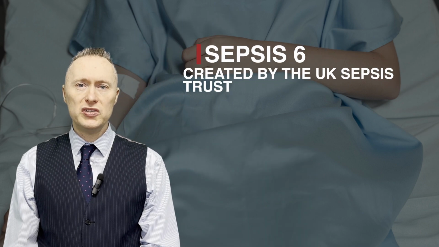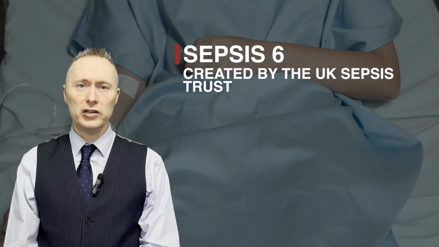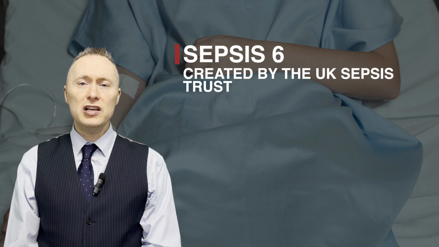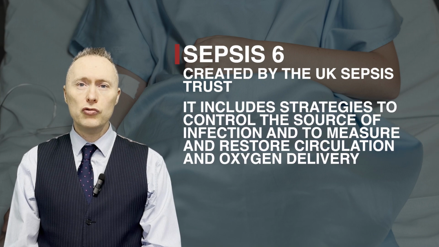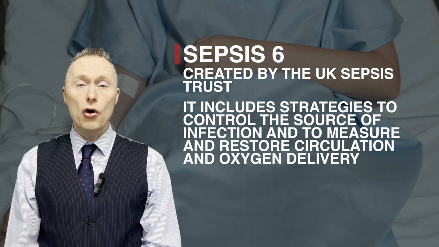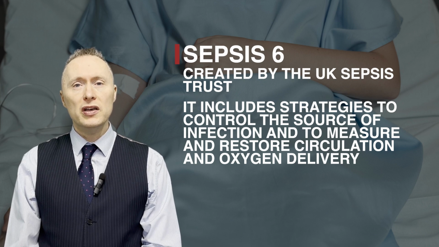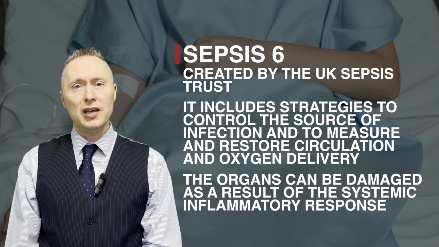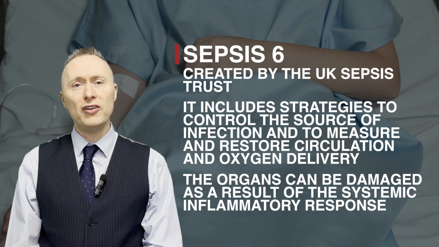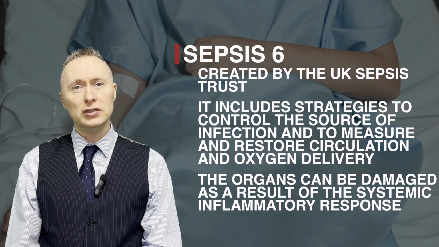In order to improve outcomes and to offer memorable guidance, the UK Sepsis Trust has developed the Sepsis 6 Intervention Treatment Guidelines. It includes strategies to control the source of infection and to measure and restore circulation and oxygen delivery, remembering from earlier slides that the organs can be damaged as a result of this systemic inflammatory response, which reduces the perfusion to the organs.